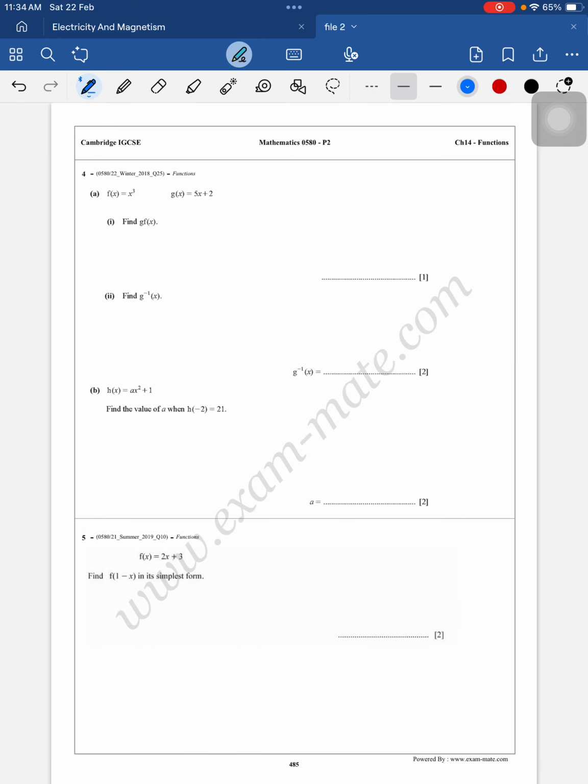Going to question number 4. We have the question having two functions f of x, g of x. Find g f of x. It means it's a composite function. We will substitute f into g, right? So g f of x is equal to g. In place of f of x, the value is x cube. Now what I'll do is I'll substitute x cube in the variable of the function g, right? So 5 in place of x, x cube plus 2. Clear? Simple.